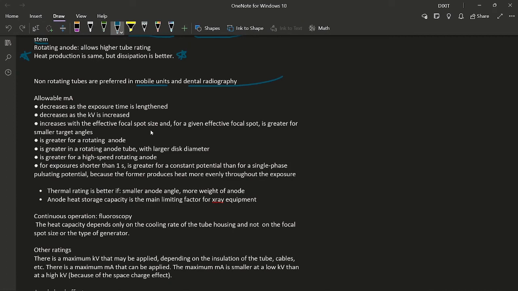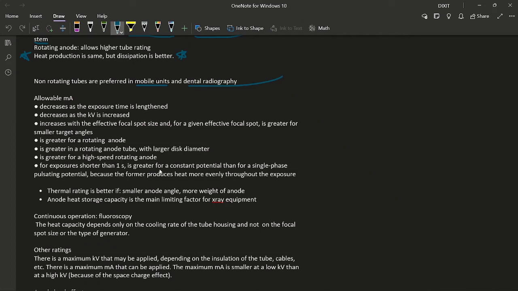It increases with the effective focal spot size, and for a given effective focal spot it is greater for a small target angle. This is what we discussed previously, like smaller target angles giving a better heat rating. It is greater for a rotating anode, and that is because of heat dissipation. It is greater in a rotating anode tube with a larger disk diameter, and it is also greater for a high speed rotating anode compared to a low speed rotating anode.